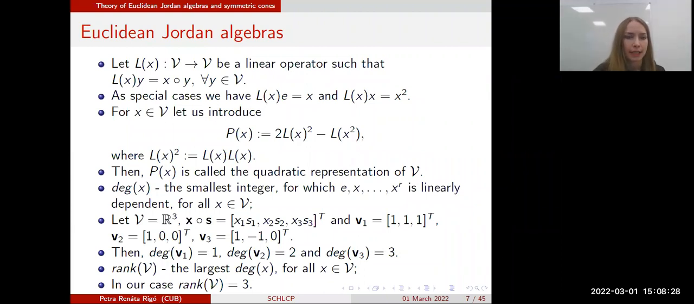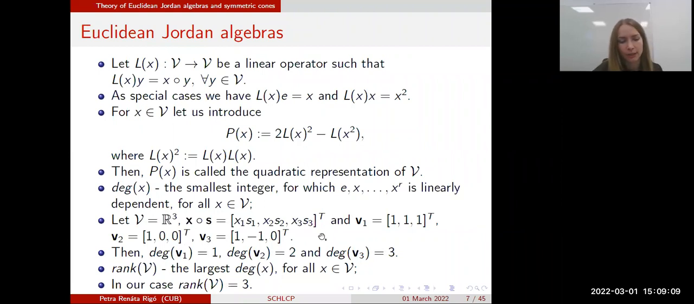And let L be the following linear operator, which acts in this form. Of course, in special case, we can see this. And by using this L operator, we can introduce the so-called quadratic representation of V, which is given in this way, and L(x) can be interpreted as this. And the degree of an x is the smallest integer for which this is linearly dependent for all x from V. So I put here a small example.